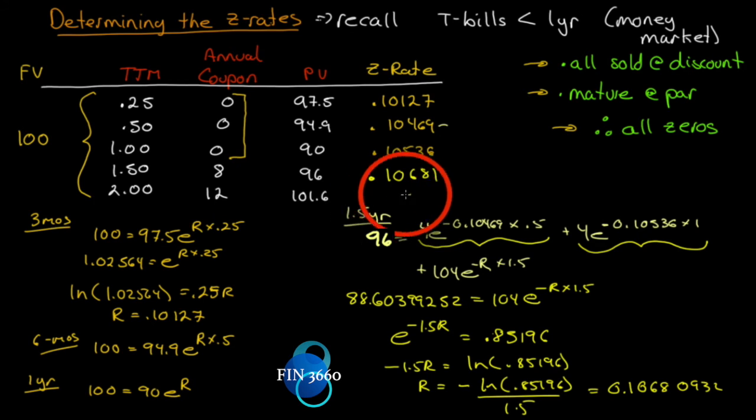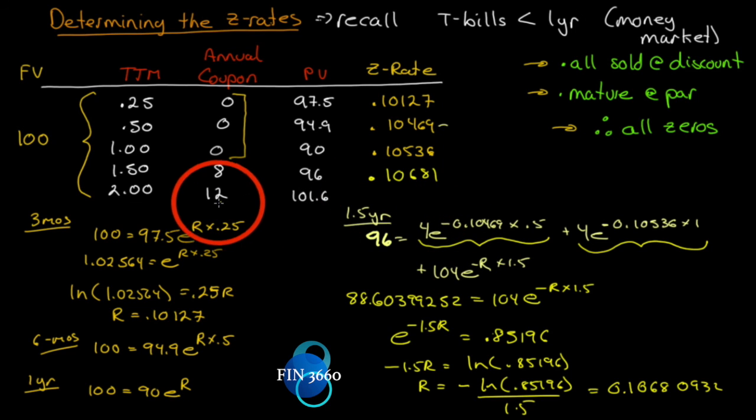So now we have to find the 2 year. Notice that you cannot find the 2 year zero until you know all the zeros before it, because each zero is used to discount each of the cash flows. Let's say that we didn't know the 1 year zero. Then we would end up with one variable on this term and a different variable on this term, so we have two unknowns. Well, you can't solve for two unknowns. We need one unknown.